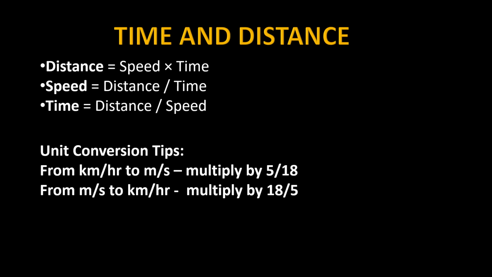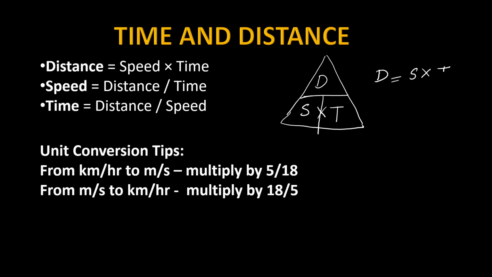Next we'll see a new topic, that is time and distance. First we'll see the basic formulas of distance, speed and time. From this we can find that distance is equal to speed into time, speed is equal to distance divided by time, and time is equal to distance divided by speed. These are the basic formulas of distance, time and speed.